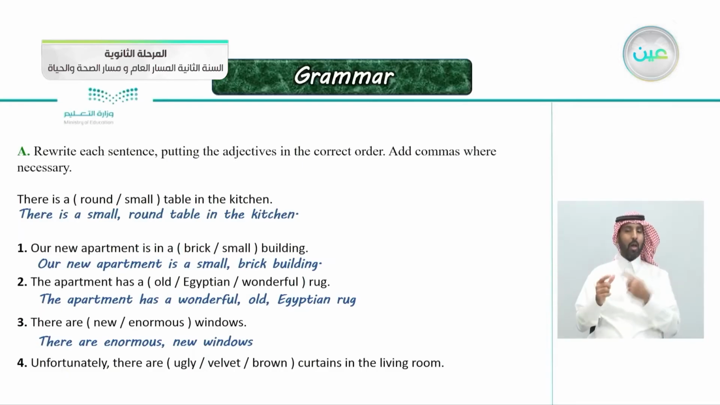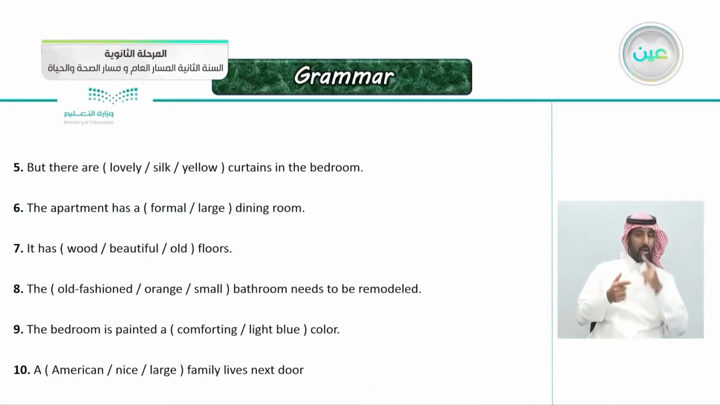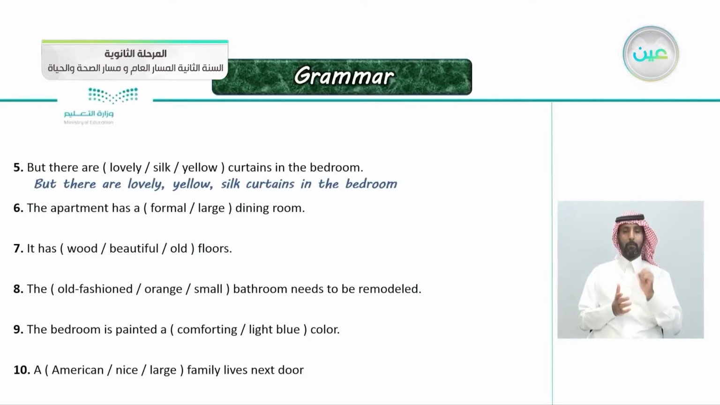Number 4, unfortunately, there are ugly velvet brown curtains in the living room. So number 4 is, let's check the answer together here. Unfortunately, there are ugly, opinion, brown velvet curtains in the living room. Number 5, but there are lovely silk yellow curtains in the bedroom. So the correct answer here is, yes, but there are lovely yellow silk curtains in the bedroom. Lovely, opinion; yellow, the color; silk is the material; curtains in the bedroom.